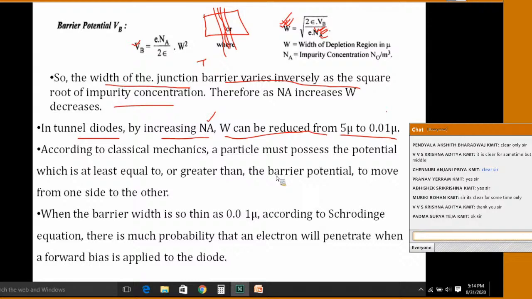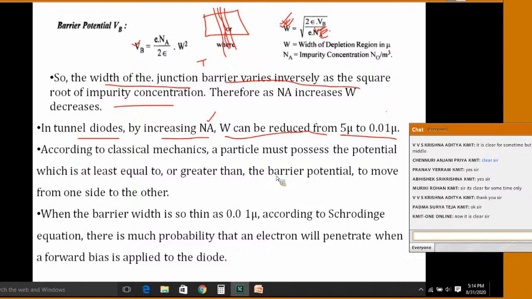Once again, recapping this. In a normal PN junction diode, the diffusion of charge carriers will take place if you apply more than the barrier potential. But in the tunnel diode, even if it is less than the barrier potential, there is current flow.